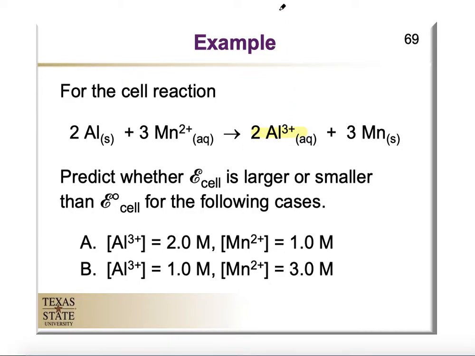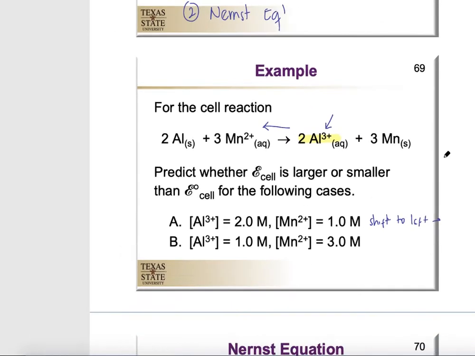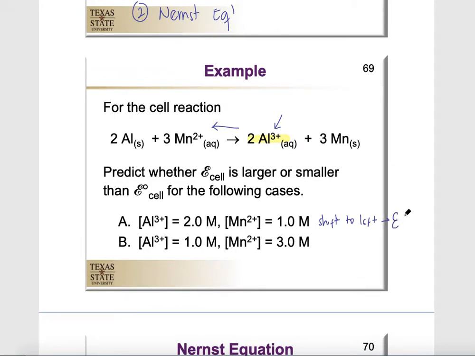If their concentration is higher, you can think about it as basically we just added more aluminum. And if we added more aluminum, that's going to shift the equilibrium toward the left-hand side of the equation. And if I have a shift toward the left, that means that my cell potential is going to be lower than it would have been if the concentration had been 1 molar. So because I have a shift to the left, I'm going to have a cell potential that is actually smaller than the standard cell potential.